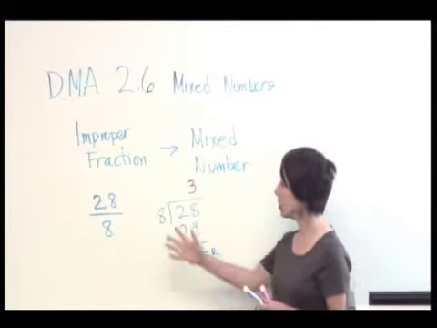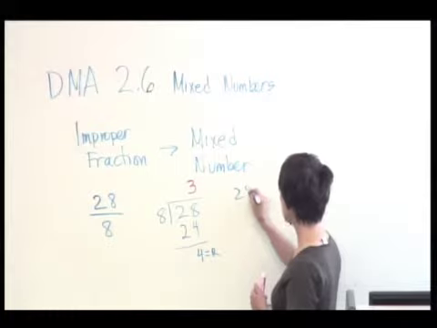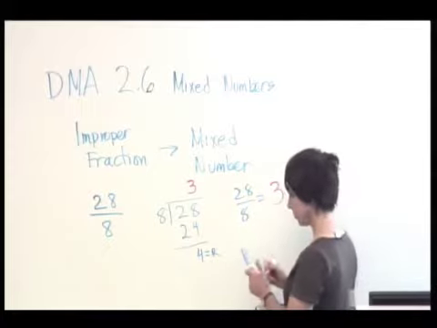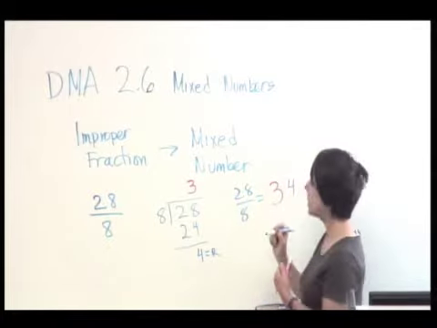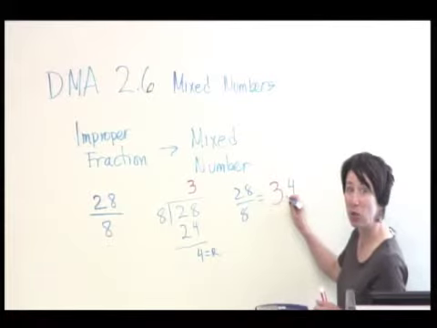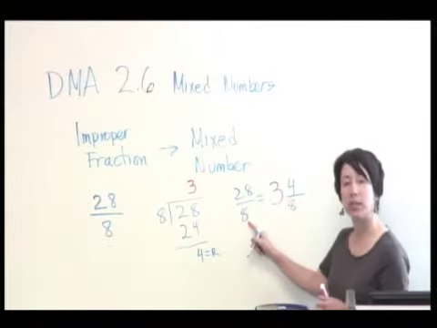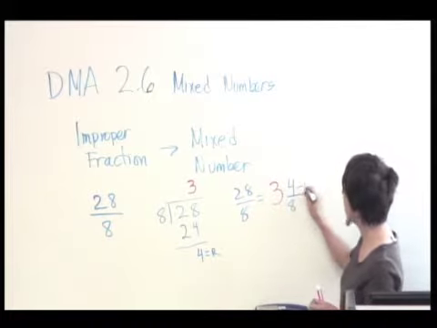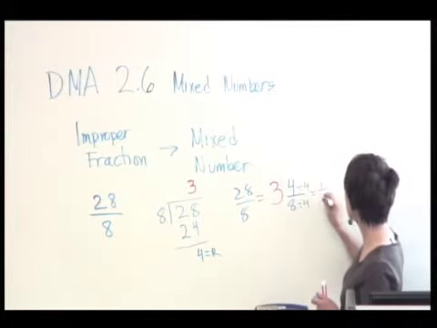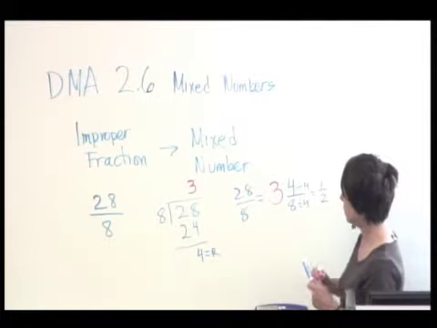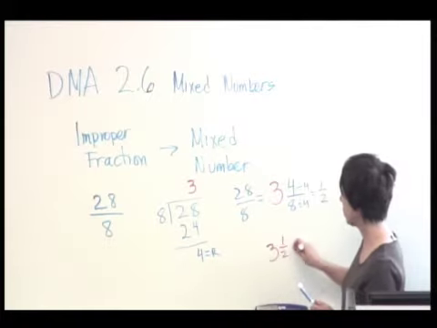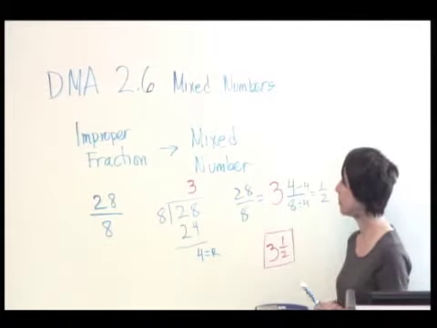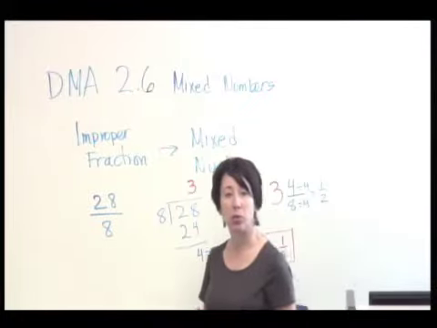So when I write this improper fraction as a mixed number, my quotient is my whole number. My remainder is my new numerator, and my denominator stays the same. Now notice that we can reduce this down, and we want to. Both have a common factor of 4, so the final answer, correctly expressed, would be 3 and 1/2. Now let's look at going from a mixed number to an improper fraction.